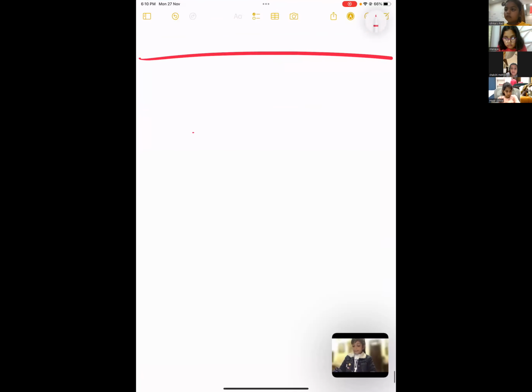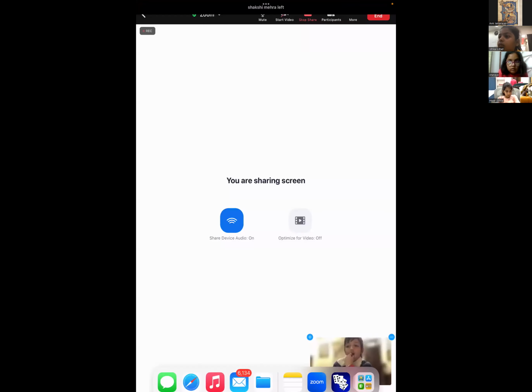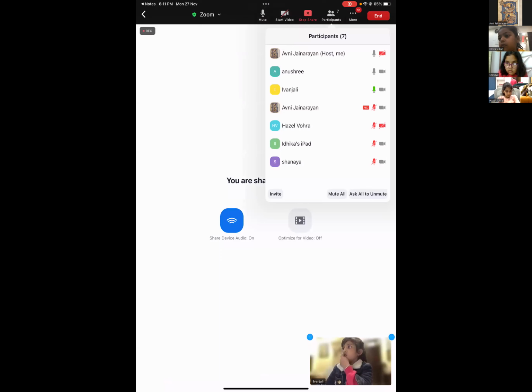Now, if I say 78, how many tens are there? Can I write it like 70 plus 8, because we have to write it as a whole ten? 70 plus 8 is 78. Is it right or wrong? Yes, it is correct.